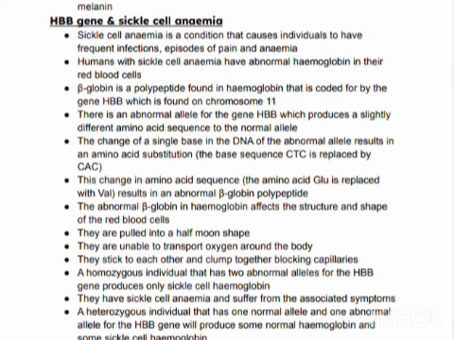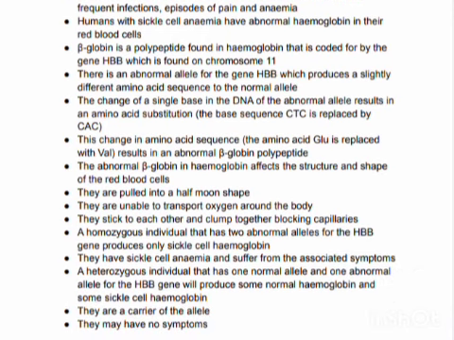And there is an abnormal allele for the gene HBB, which is going to produce a slightly different amino acid sequence to the normal allele. So the change of a single base in the DNA of the abnormal allele results in an amino acid substitution. Basically, the base sequence CTC is replaced by CAC. Now that has changed the nucleotide sequence, which means that now it's coding for an abnormal allele.